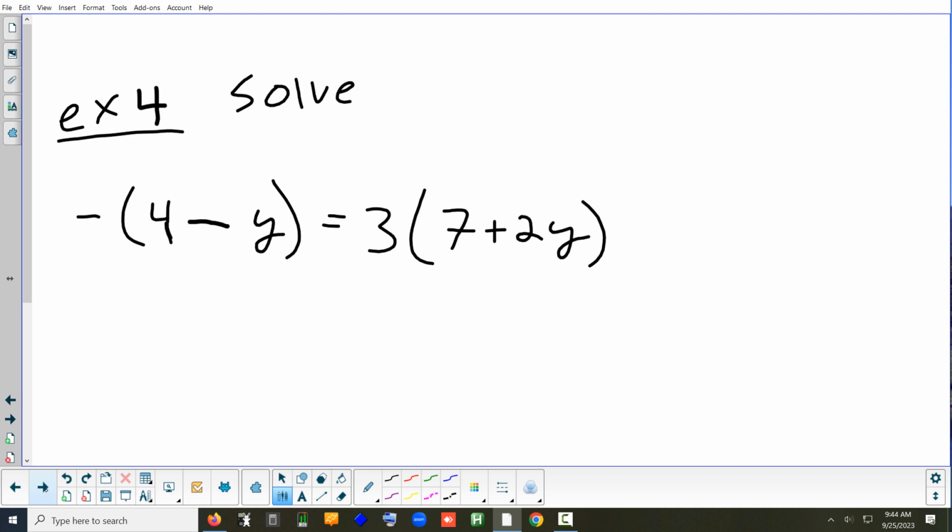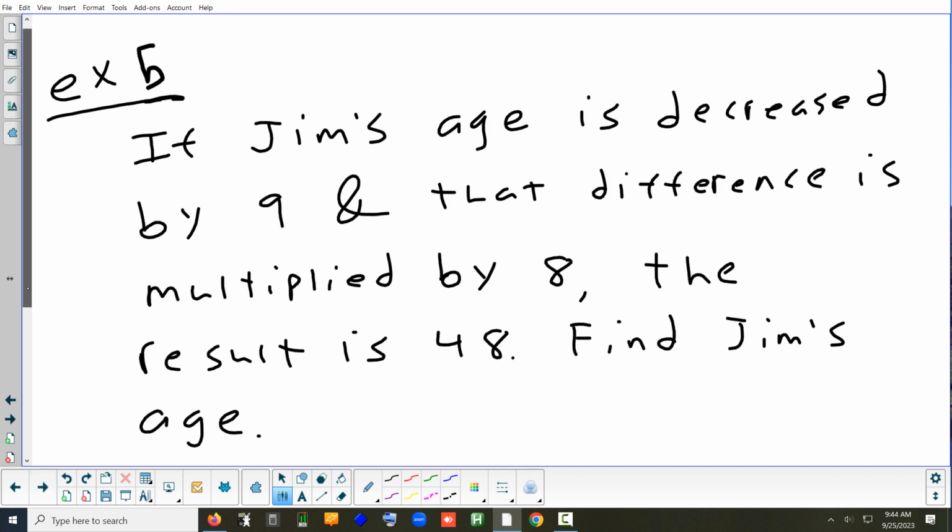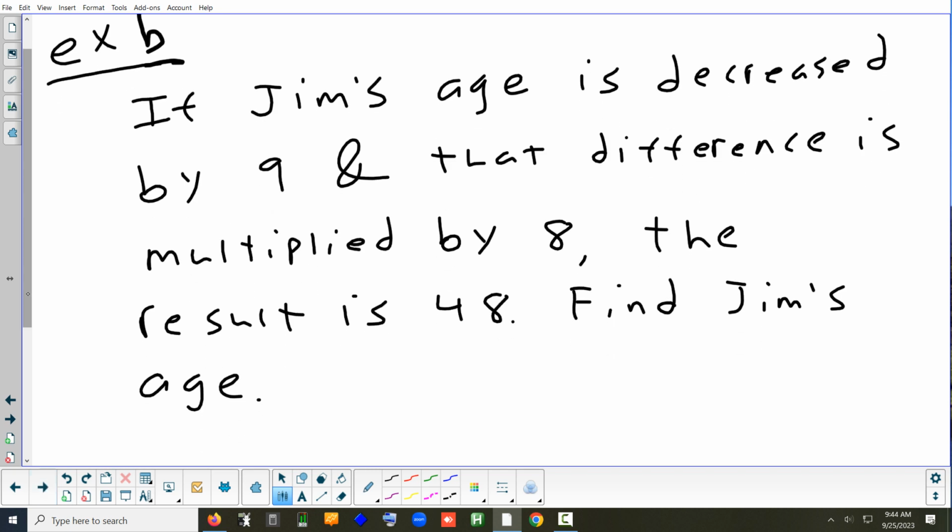Let's do the word problem first, and then if we have time, we'll come back. This one's pretty similar to the last one where you have two sets of parentheses. This one's a little different because you have to come up with the equation first and then solve it. So let's just read it.